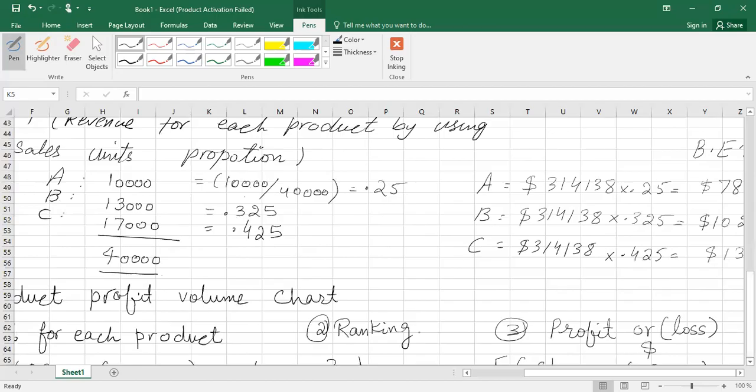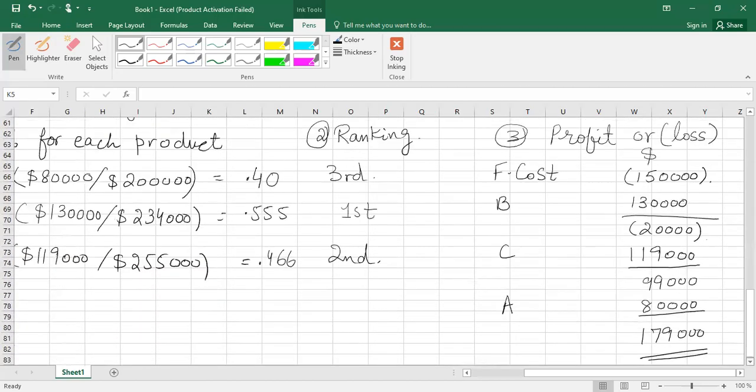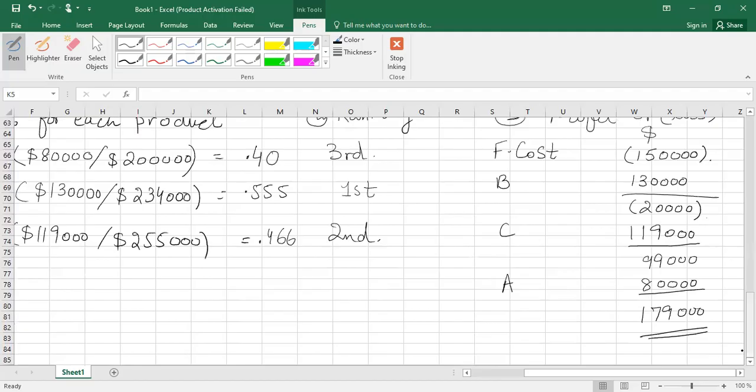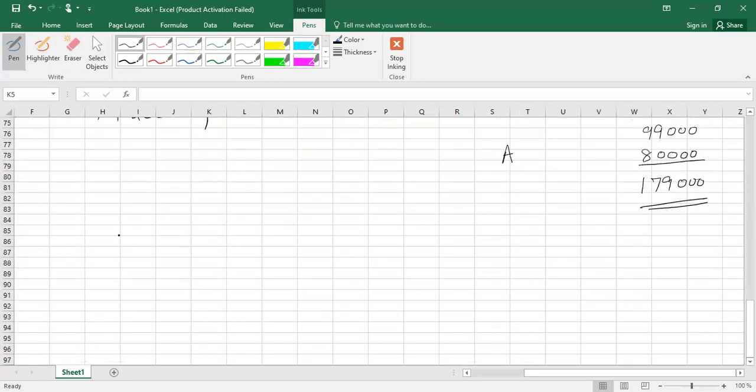So here we have profit of 179,000. Now on the basis of these values, we will prepare our profit volume chart. The profit volume chart is the same under multi-product; the way to calculate it is the same. So I will once again try to draw a straight line if possible.